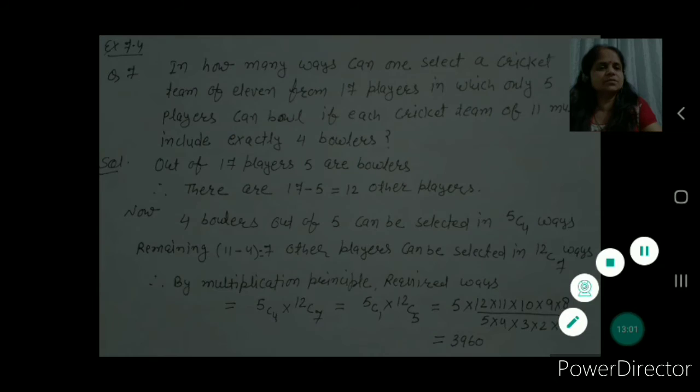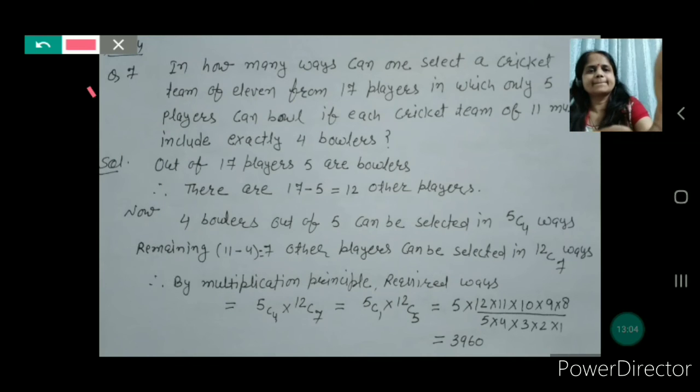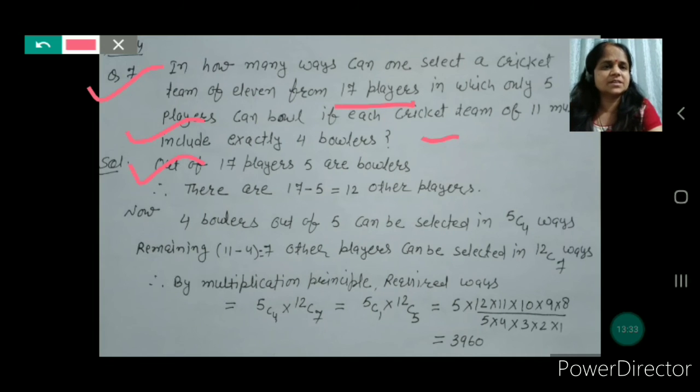The next question, question number 7. In how many ways can one select a cricket team of 11 from 17 players, in which only 5 players can bowl, if each cricket team of 11 members includes exactly 4 bowlers? We have to make a team of 11 players. So out of 17 players, 5 are bowlers. It is given in the question. So the remaining players are 12.